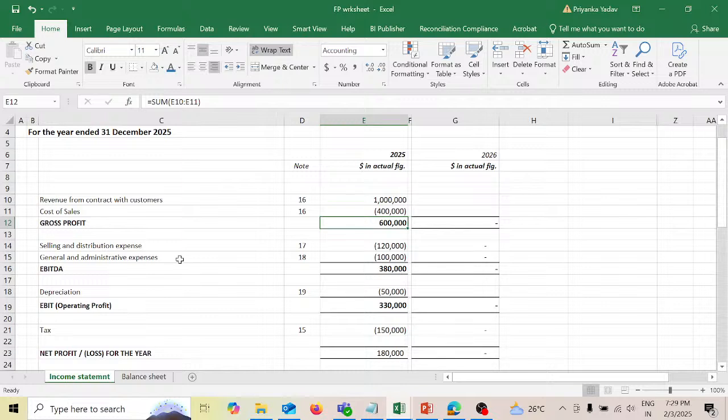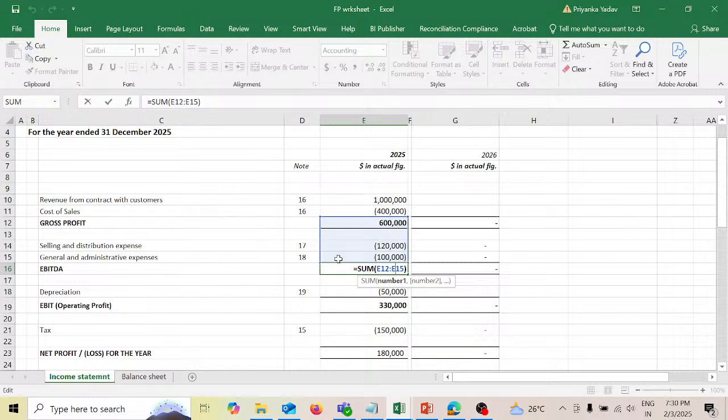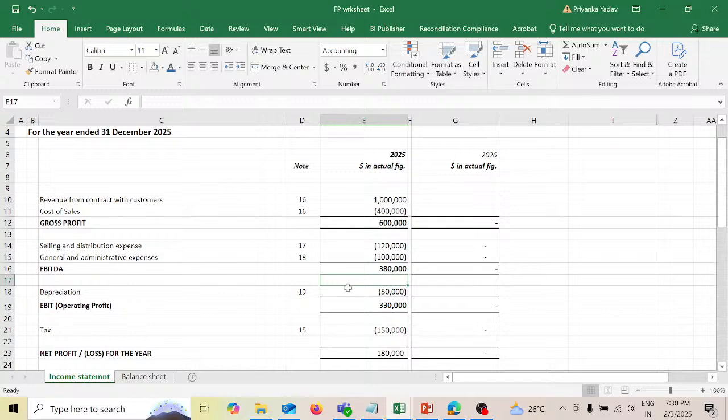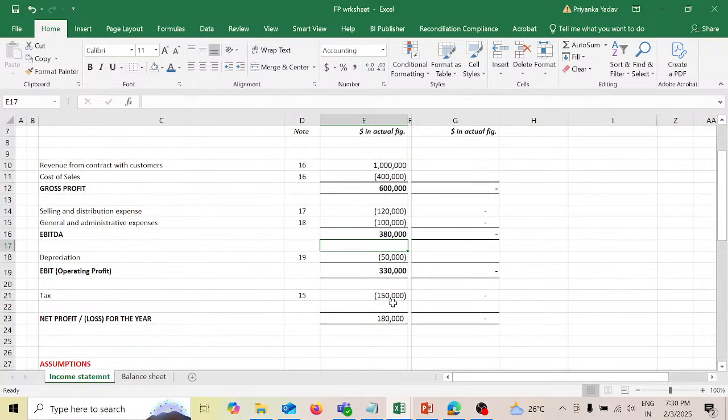So here if I see EBITDA, now I'm just adding all the figures because here I have straight away put the negative sign. That is why it is finding the difference between gross profit and the administrative expenses. If you do not want to show the figures in negative, you just have to change the formula for your gross profit or your EBITDA.